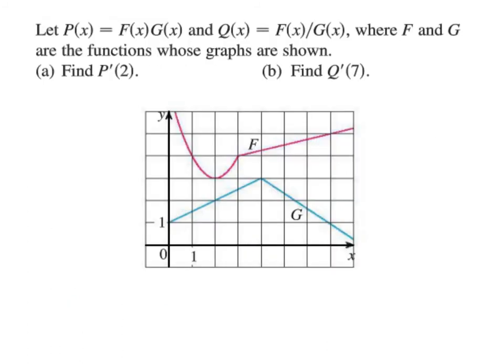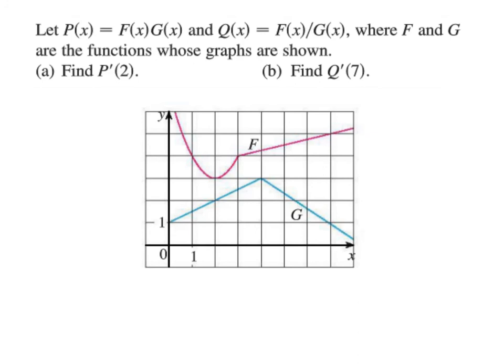Now, if we can do it with a table, we can do it with a graph as well, right? So, here's the graph. You're given the definitions of our functions up here. Notice p of x is f times g. Q is f over g. And we have the functions f and g given. Notice f is the top one, g is the bottom one. So, knowing that, please find the derivative of p at 2, and then find the derivative of q at 7.